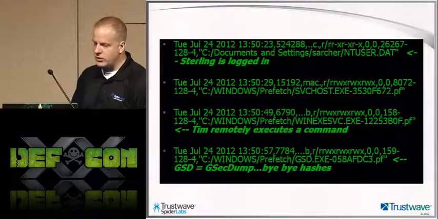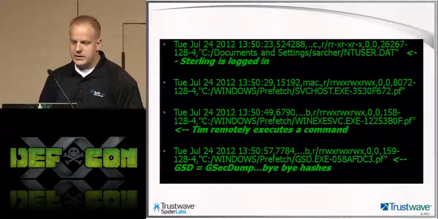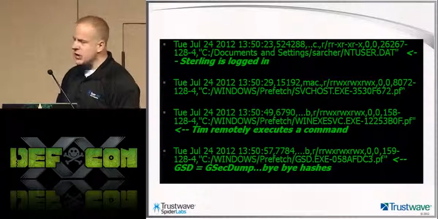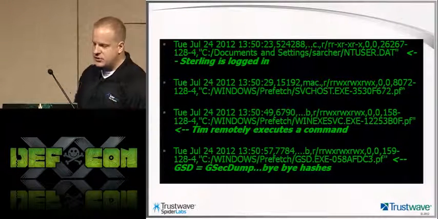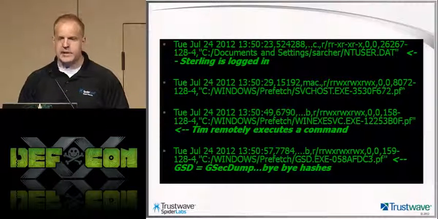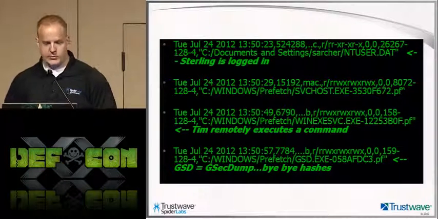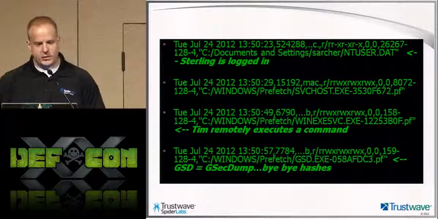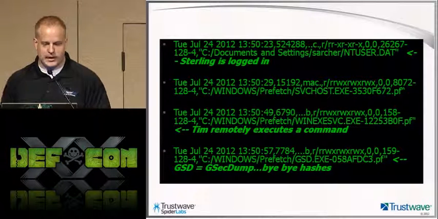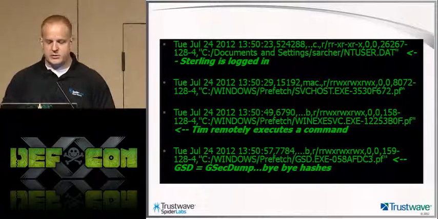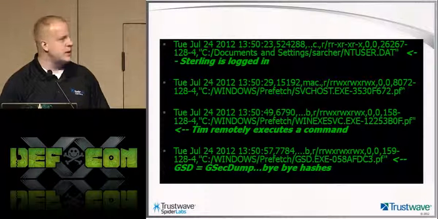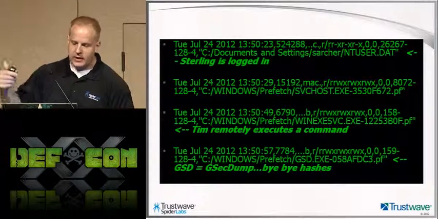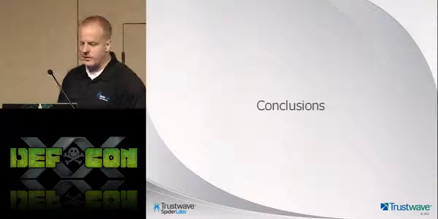Okay, really good. Additionally, I can see that the NTuser.dat file was accessed when he executed the command as the remote user. Yes, that is Sterling Archer, in case you were wondering. We see SVC host being executed for the prefetch, which enabled WinExe to be executed, and then gsd.exe. So gsecdump was kicked off. I see the prefetch for that, and there goes my hashes. So Tim just went native that fast.